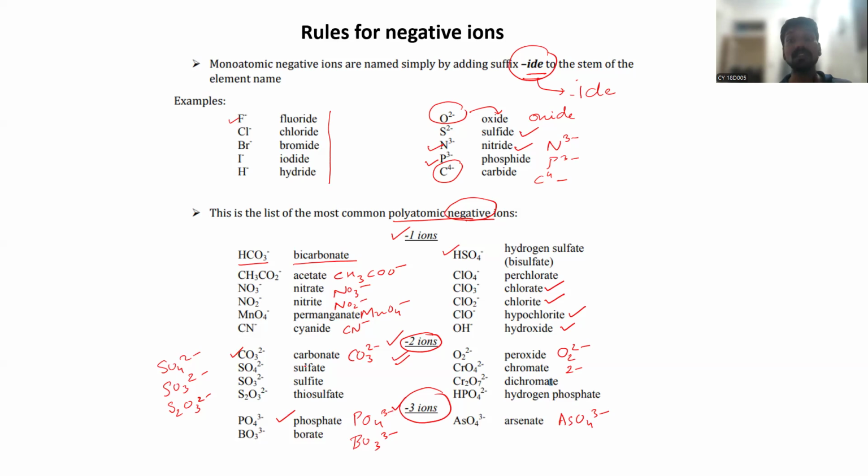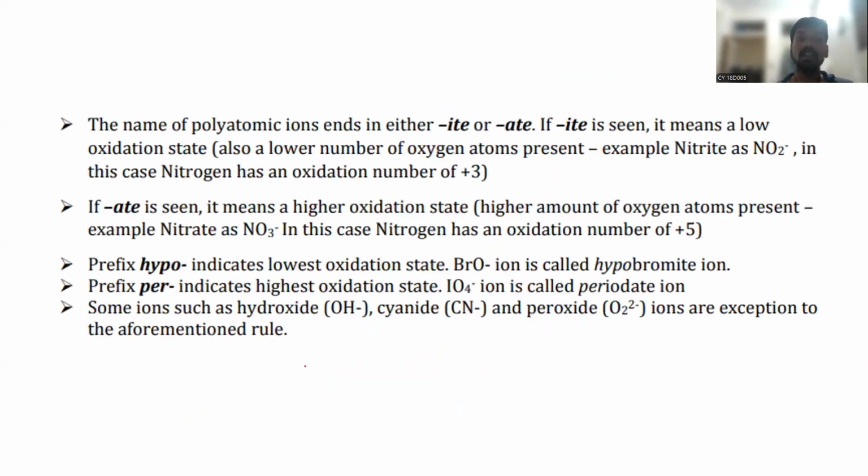Some polyatomic ions. Now we are going to discuss them in more detail. If it is a polyatomic ion, we know it ends with a suffix. What are the suffixes for polyatomic ions? ITE and ATE. What is the condition where we use ITE? When there is a low oxidation state.